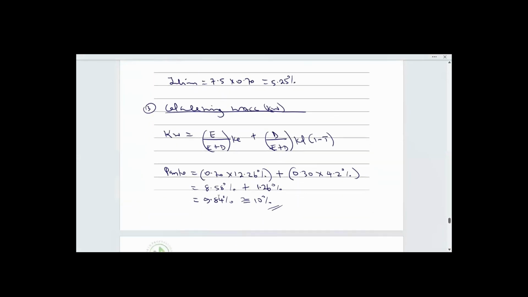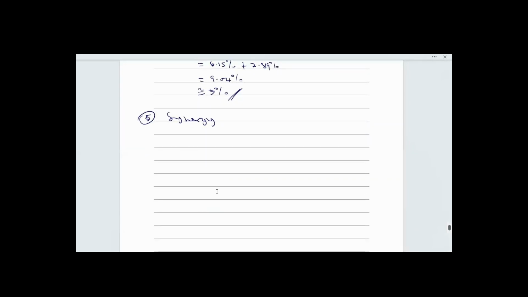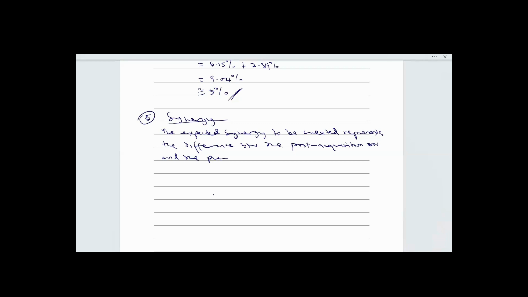Let's move on, we're almost there now. So synergy: the examiner is asking you to estimate how much synergy is expected to be created. So I would then say the expected synergy to be created represents the difference between the post acquisition market value and the pre-acquisition market value of the combined companies.